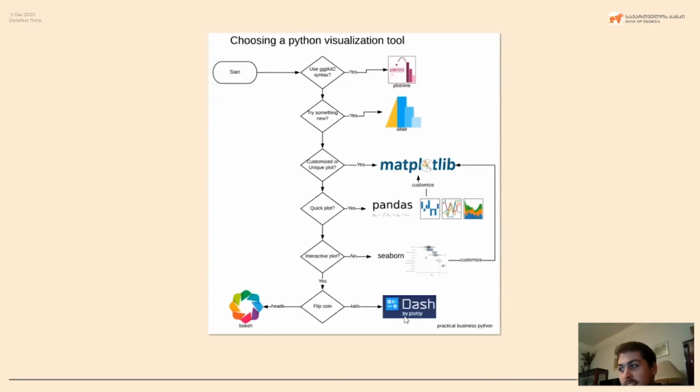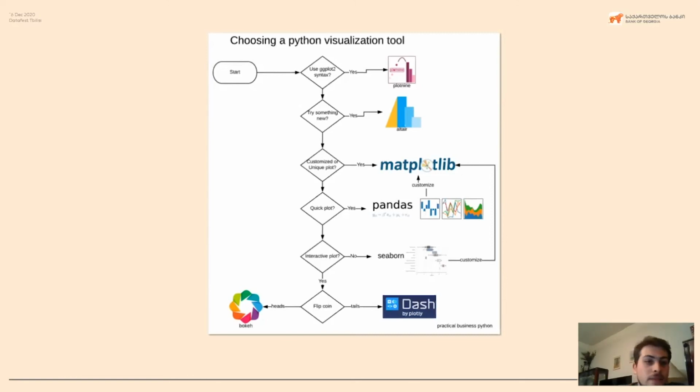And if it's tails, we choose Dash. And Dash is based on Plotly. I like this visualization. I like this diagram, and it looks practical.